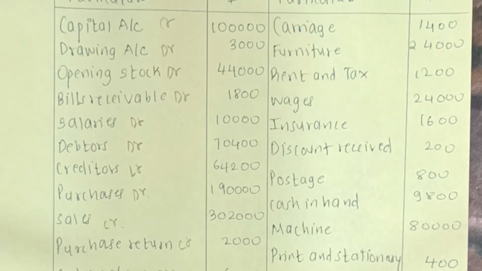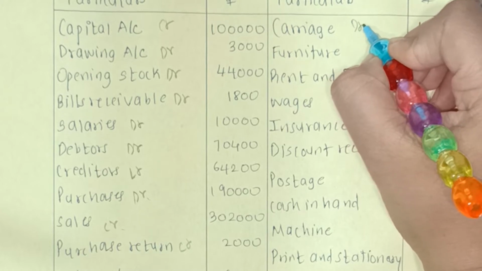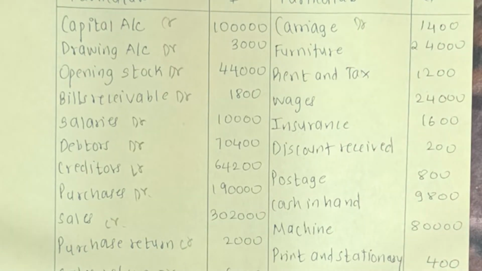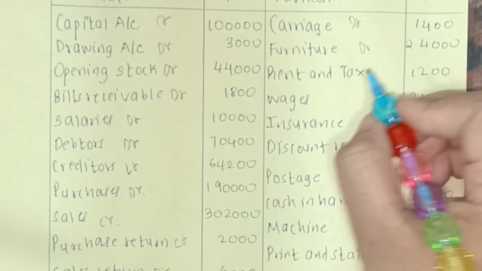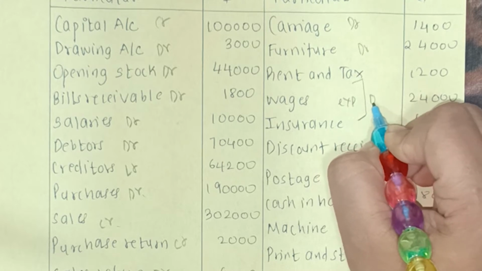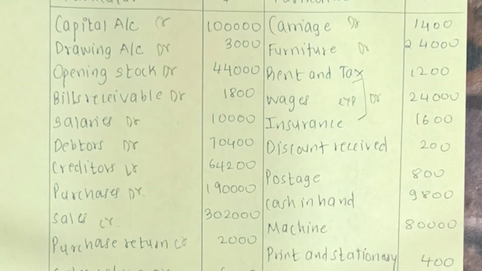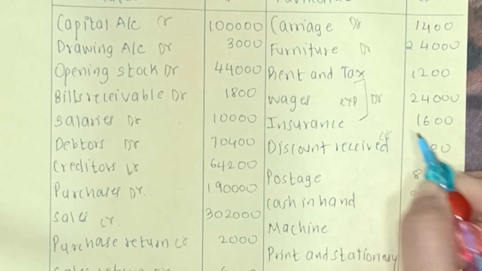Okay, then next we have carriage. Carriage again is an expense, so we have recorded it on the debit side. Furniture is an asset, so debit side. Rent, wages, insurance, all these three are expenses to us, so it will be on the debit side. Next we have our discount received. Okay, so discount received is an income to us, therefore where will we record it? We'll record it on the credit side.